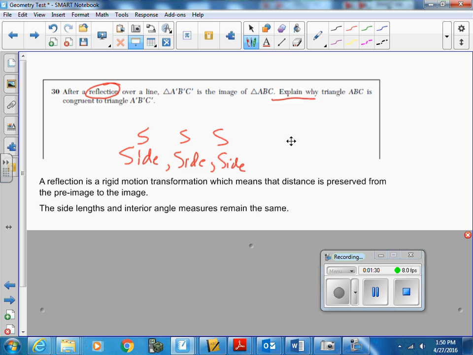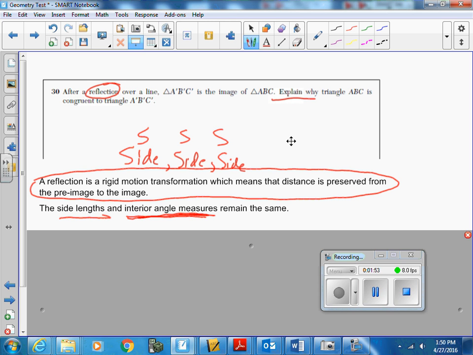Also, you'd want to know that the angle measures also remain the same. So just to know, the side lengths and interior angle measures, also exterior angle measures, but for the purpose of proving our triangles congruent, or explaining, really all you need to put is right here. But I do want you to know that the angle measures do not change also. So that is number 30. Pretty easy if you remember the fact that we have reflections as rigid motion transformations.